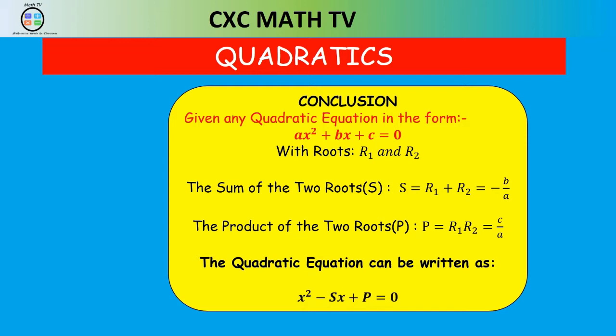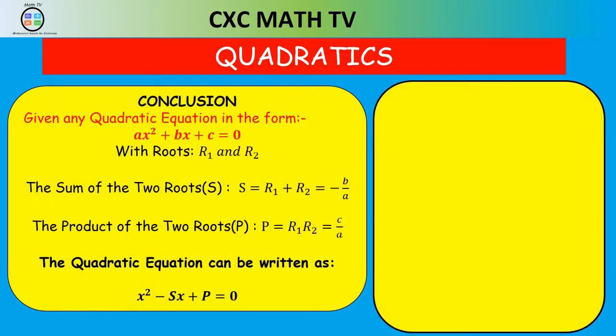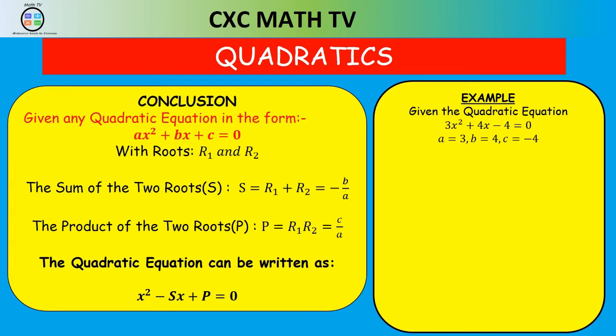Those are the three things that we must remember. These are key: the sum of the roots, the product of the roots, and how we write the quadratic equation. Let's check and see if it is true. Given the quadratic equation 3x squared plus 4x minus 4 equals 0, we're just testing out if the formula is true. Our a would be 3, our b would be 4, and our c would be negative 4.